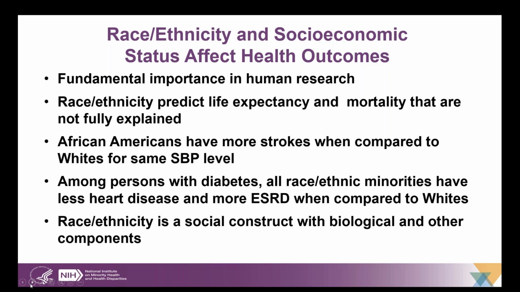We know they predict life expectancy and mortality in ways that are not fully explained. We know that African Americans have more strokes when compared to whites for the same systolic blood pressure level, data from the REGARD study that many of you are familiar with. Among persons with diabetes within a staff model HMO system, all racial and ethnic minorities had less heart disease than whites, and also all had more end-stage renal disease. Next slide.